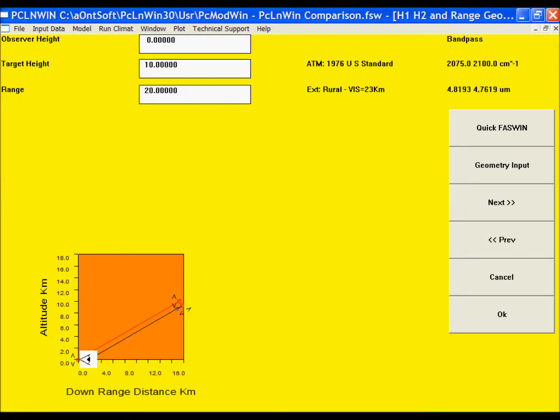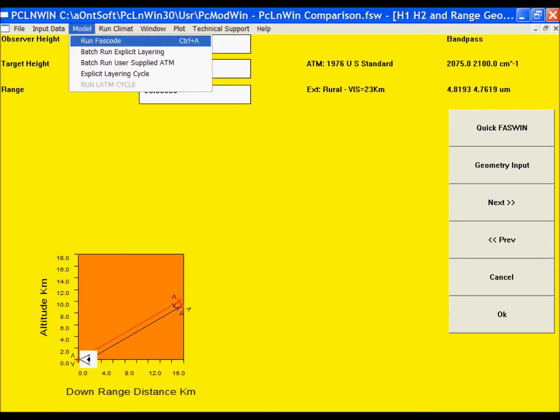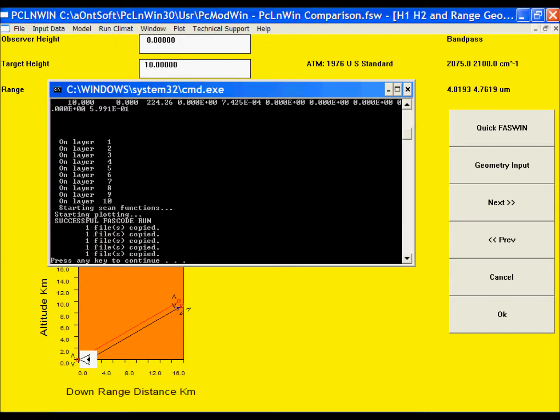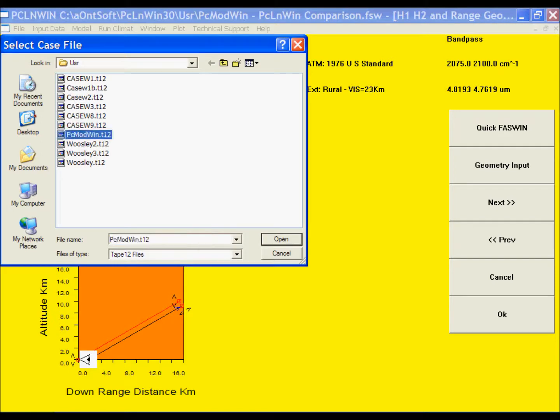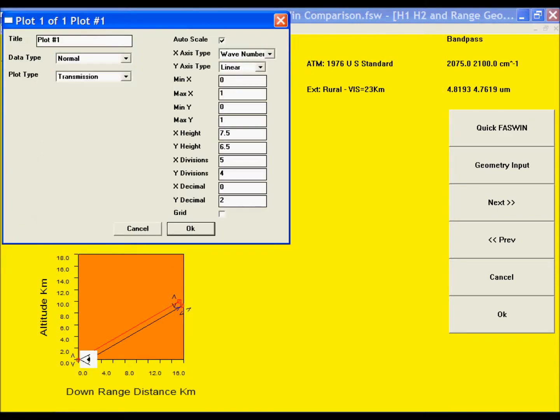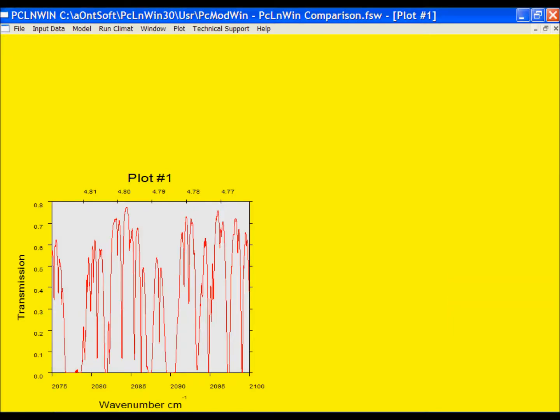We have the same geometry, the same spectral interval. It's a little bit of a job to set up identical calculations because of the differences in parameters, but we've done the best we can do. And when we run this calculation and plot the results, we get a very similar looking plot.